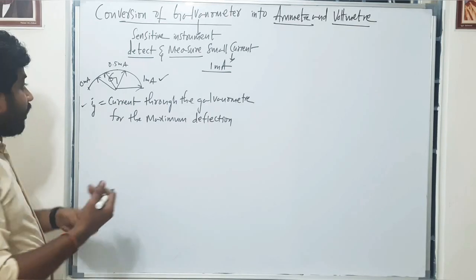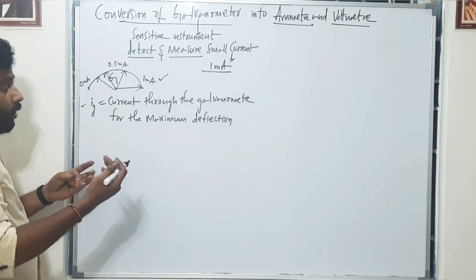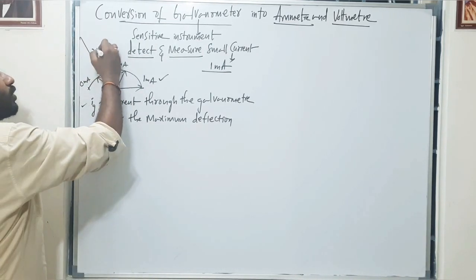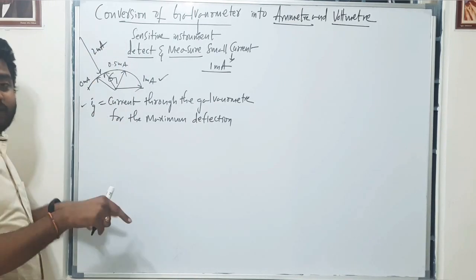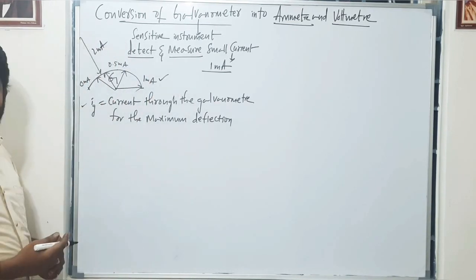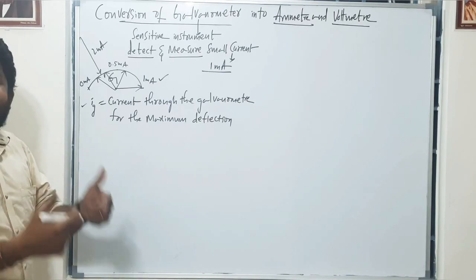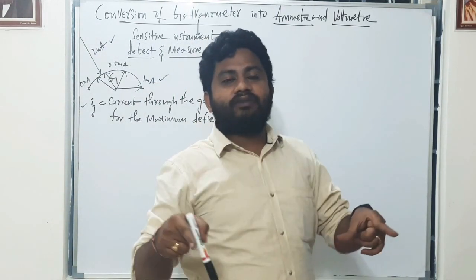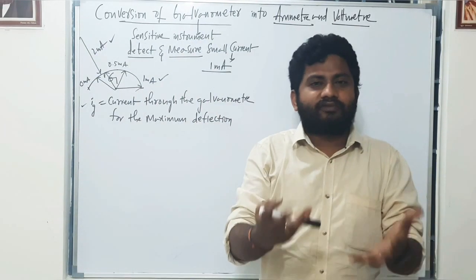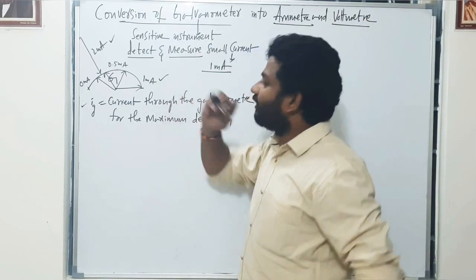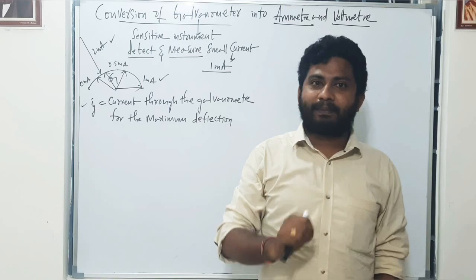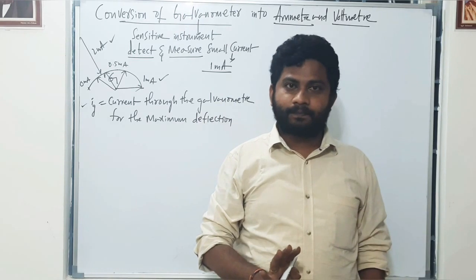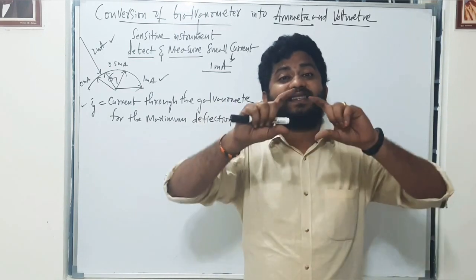For example, if you pass 2 milliampere current through this galvanometer, what happens? Imagine you have passed 2 milliampere, whereas its maximum deflection occurs at only 1 milliampere. But the current we have sent into the galvanometer is 2 milliampere. What happens in that case? It cannot give the deflection of 2 milliampere, because its maximum range is only 1 milliampere. So the maximum deflection of 1 milliampere it shows, and it depends on the resistance of the galvanometer.